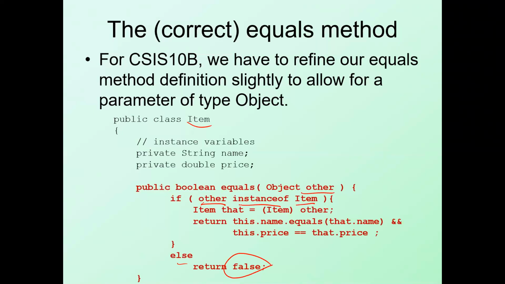If it is an item, then you're going to cast it. This is a cast, just like we were casting doubles and integers and everything. It's safe if you know other, which is an object, is actually an item, you can cast it to an item variable. And then you can do the same comparison that you did before. That's the correct way to do the equals. So you can work ahead a little bit.